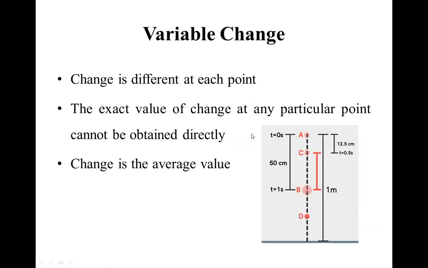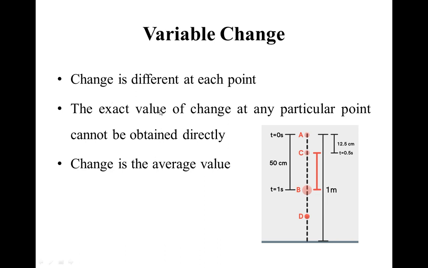The variable change is where at each point of time the speed gets varied. At point A the speed will be lesser. At point B the speed will be a little higher. At point D it will be very much higher. Such a kind of change is called the variable change. At each point of time the change level will be varying.